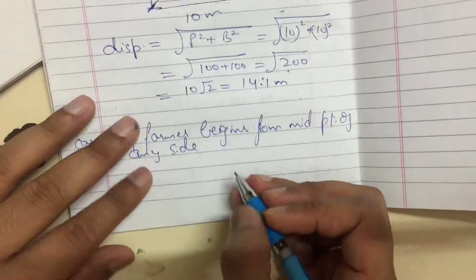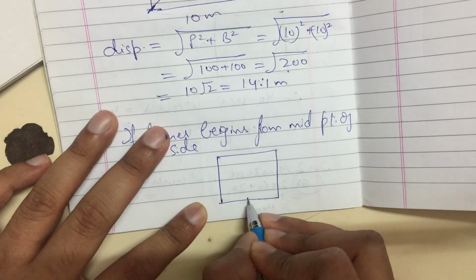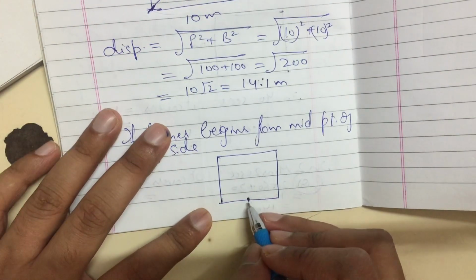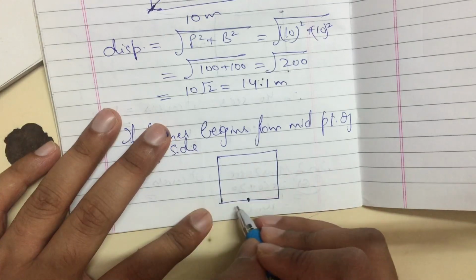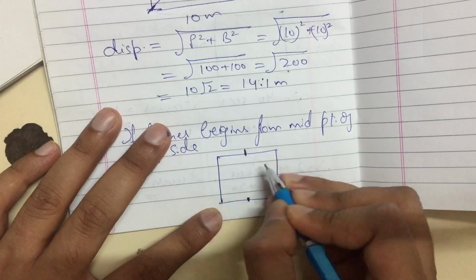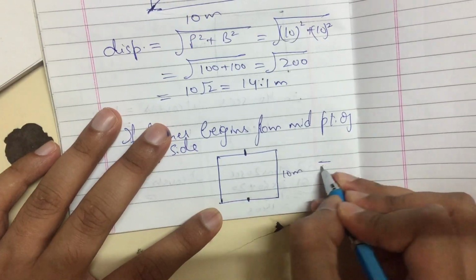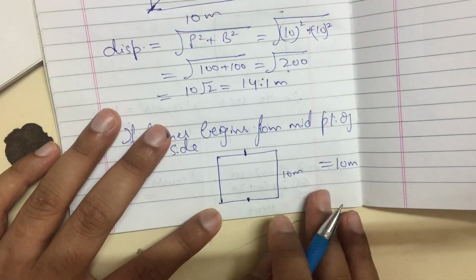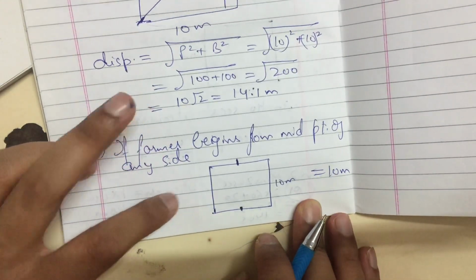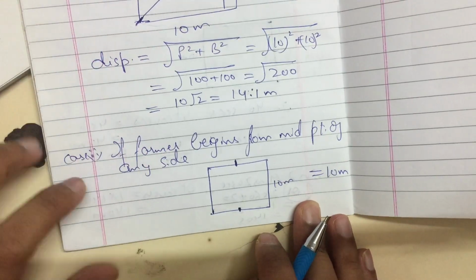If he begins from the midpoint of any side, let's suppose he begins from this point. So 1 round, 2 round, 3 round, and for 3.5 round he will reach here. Displacement will be the shortest distance, and the shortest distance is 10 meter. So in this case the displacement will be 10 meter. These are the two answers depending on the initial position from where it begins.